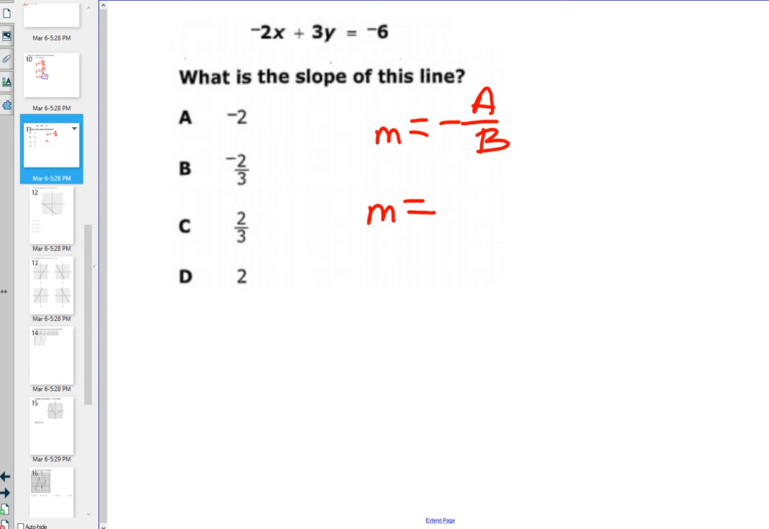So what does negative A mean? Negative A means to change the sign of A. If A is negative 2, what's negative A? Positive 2. B is 3. That can't be divided or reduced. Right?